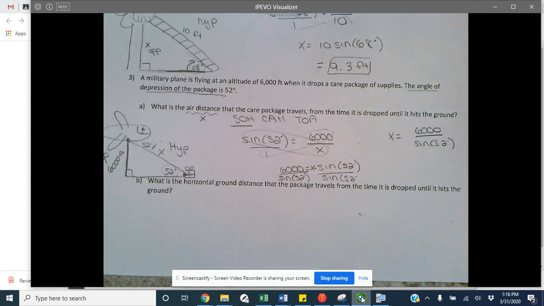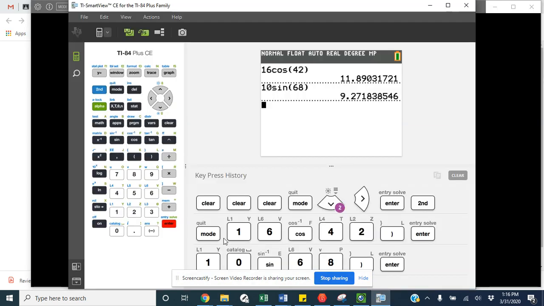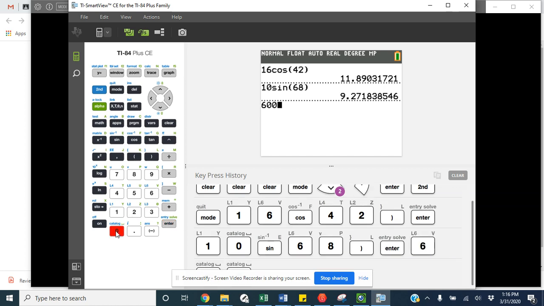Let's go ahead and type that into our calculators. All right, so that means that the care package traveled 7,614.1 feet through the air. So that is the air distance that it traveled.